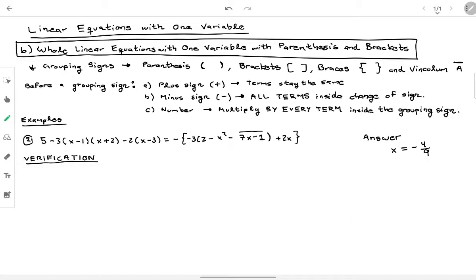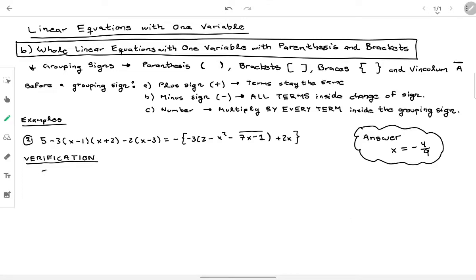Remember, the verification of the answer must be done in the original expression. That's why I erased that and I left only the original expression, because if we want to do a correct verification of the answer, it must be done on the original equation.